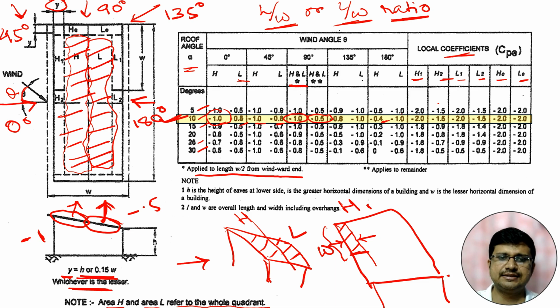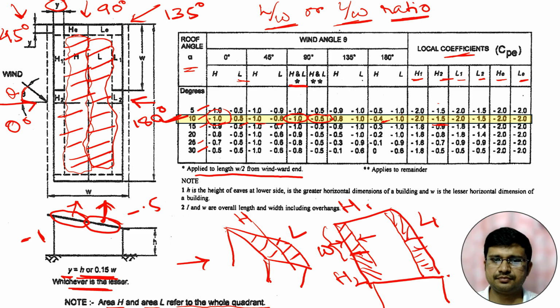So H1 is this position, H2 is how much? H2 will be the rest. This is H2. For that we will consider minus 1.5. The rest will be H2. Similarly, up to W it will be L1. The rest will be L2.